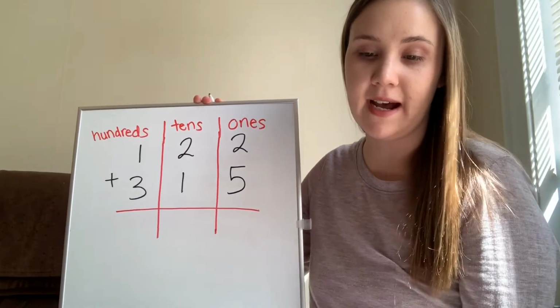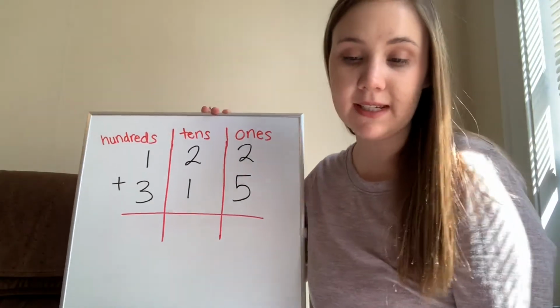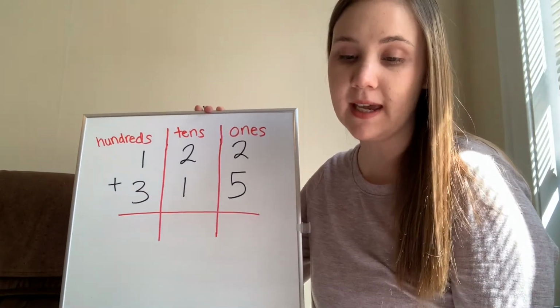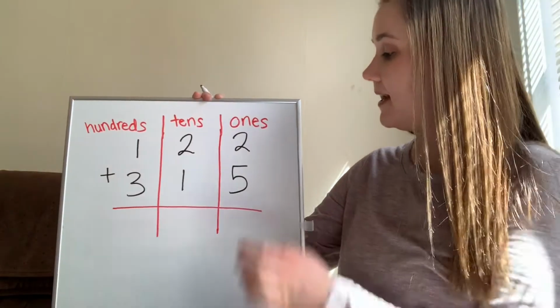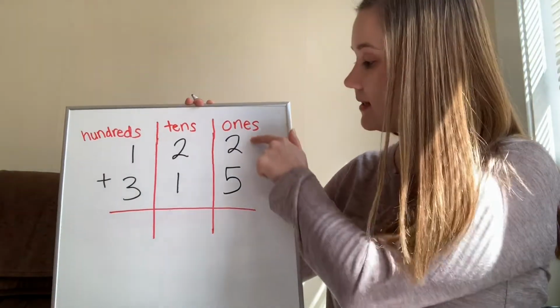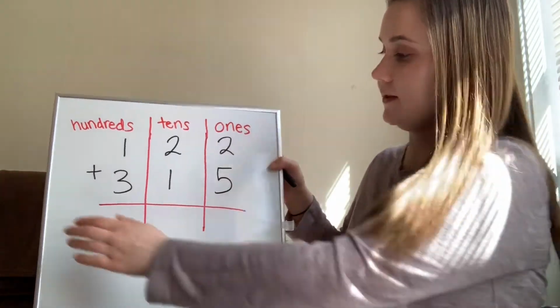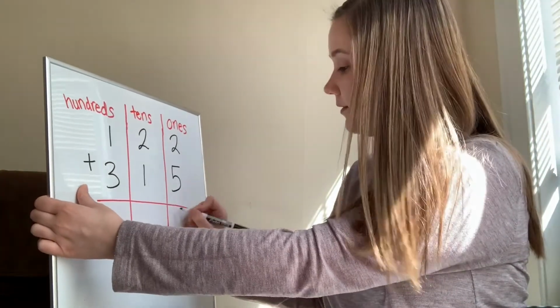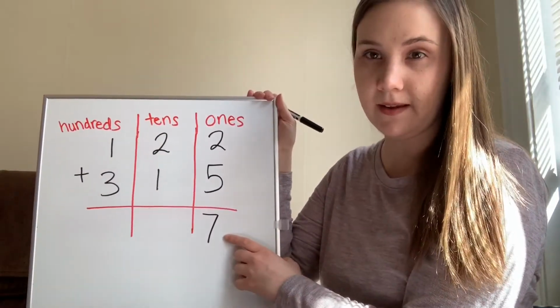Let's move on now to three-digit numbers. So when we add three-digit numbers, we do the same. We just have one more step. So again, I'm going to start in the ones place, and we're going to add 2 plus 5. 2 plus 5 equals 7. So I wrote 7 underneath the ones column.